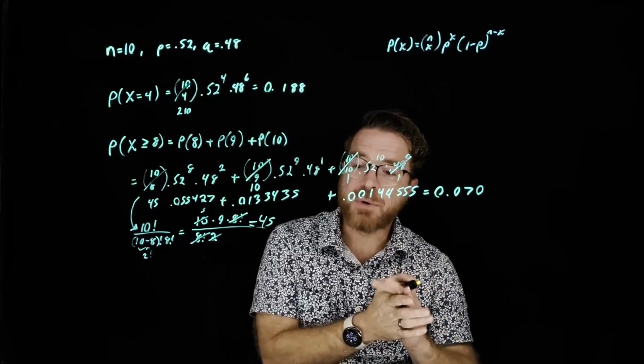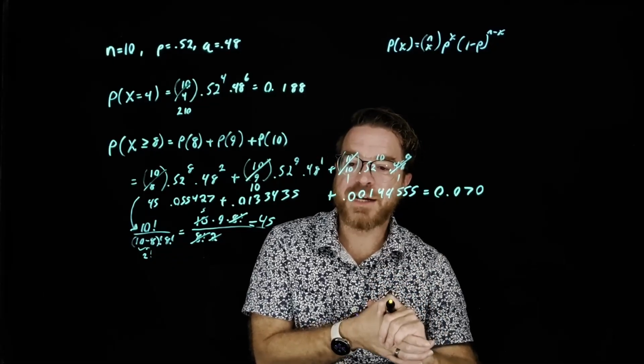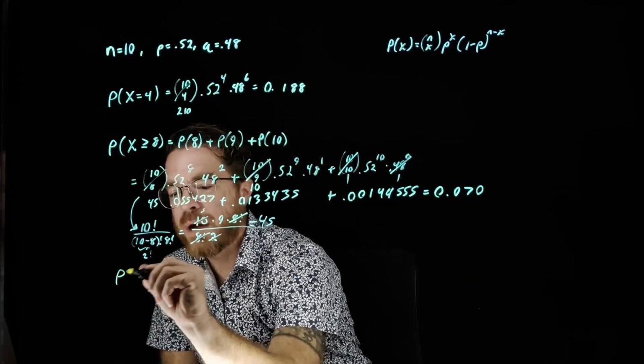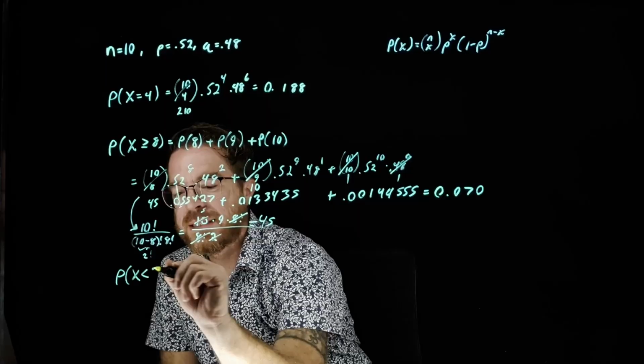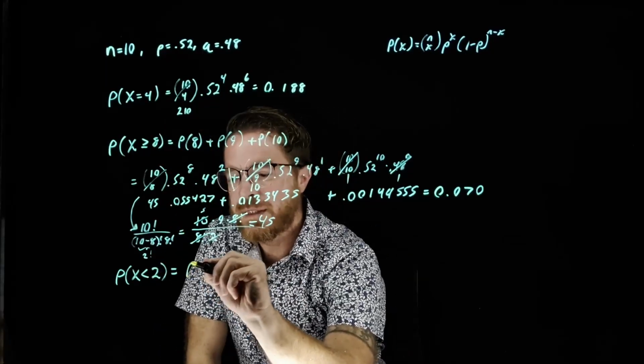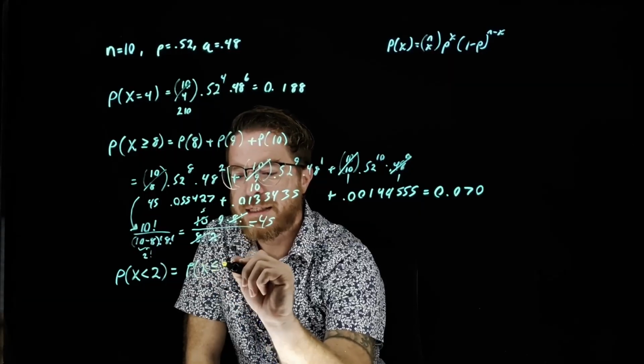Now, part C of this problem says, what is the probability that the number of candidates who pass is less than 2? So same idea, we're going to take the probability that we have less than 2. Now, because this is discrete data, this is the same thing as saying, what is the probability that I have less than or equal to 1?